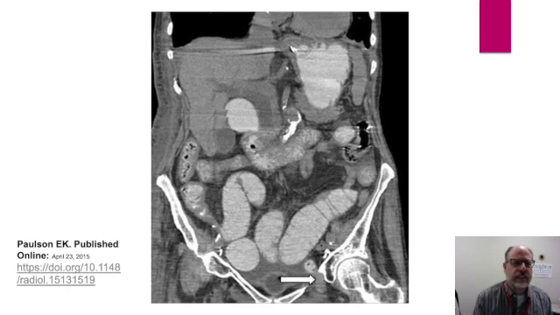Here's a coronal CT scan. This patient did have oral contrast. In the lower abdomen, you can see contrast distended loops of small bowel that are dilated. They measure more than 3 centimeters. And the arrow is pointing to a small loop of small bowel that extends into a left inguinal hernia. This was the site of transition on this examination. So this is a small bowel obstruction due to a left inguinal hernia.